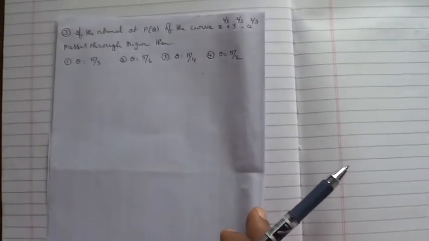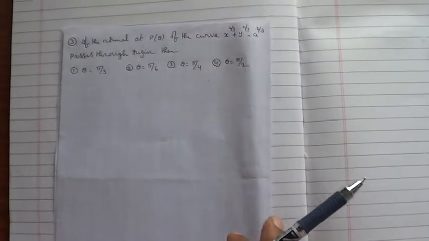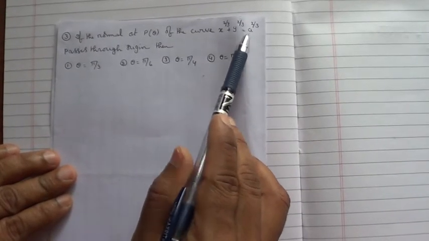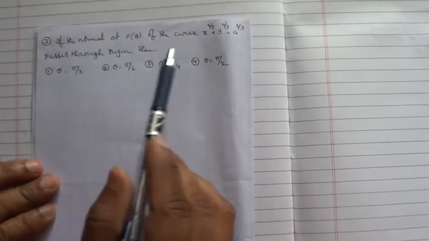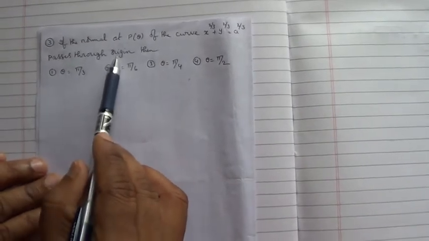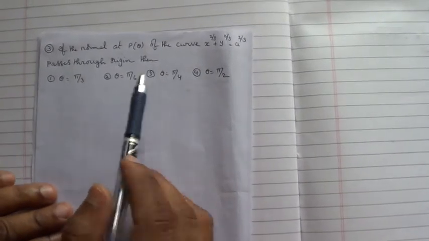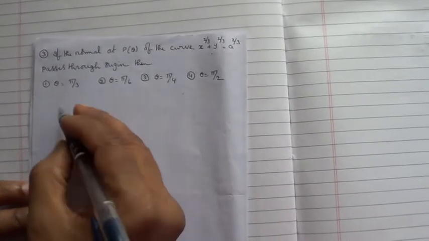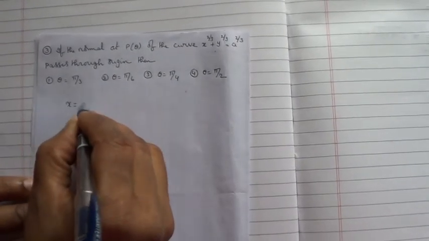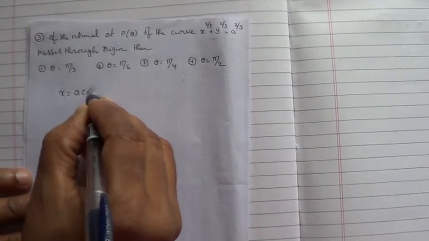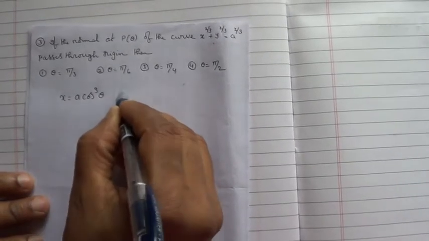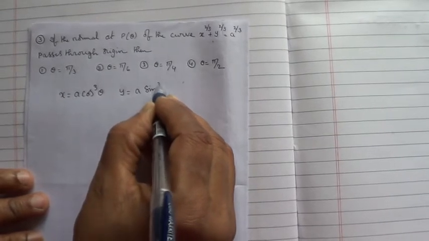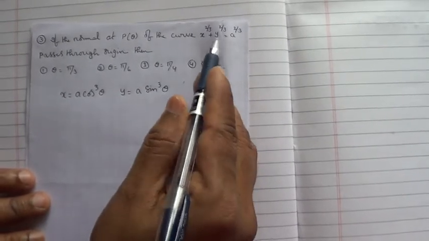So this is another question given. If the normal to the curve x to the power 2/3 plus y to the power 2/3 equals a to the power 2/3 passes through the origin, then what is the angle? We have to find the normal to this curve. I hope everyone knows the parametric equations of that curve: x = a cos cubed theta, y = a sin cubed theta. These are the parametric equations of this curve.